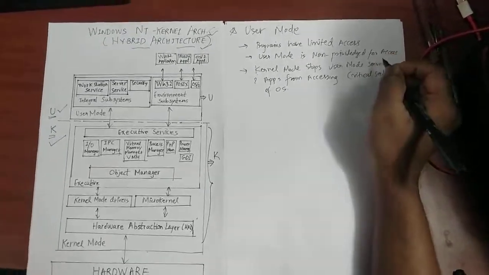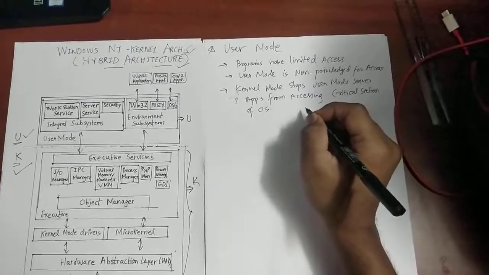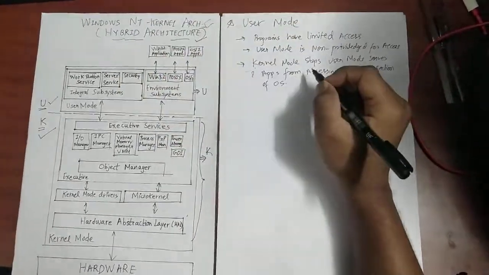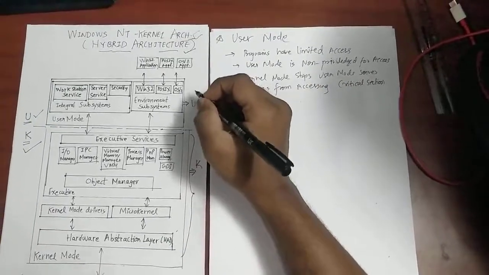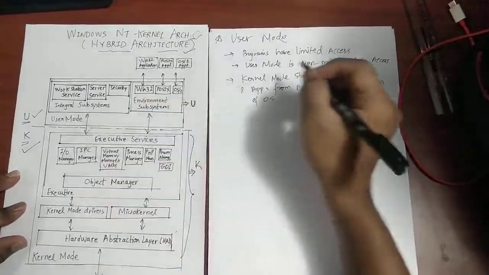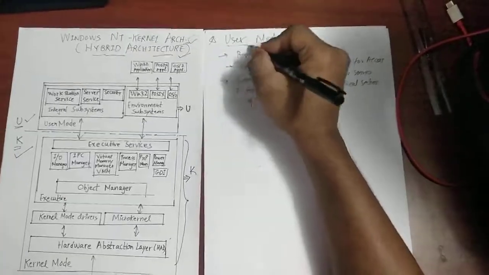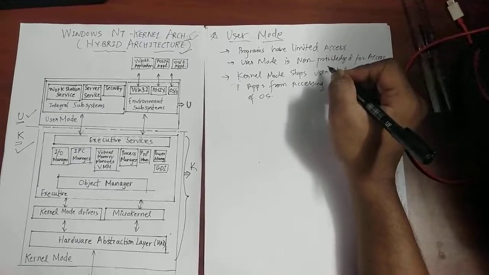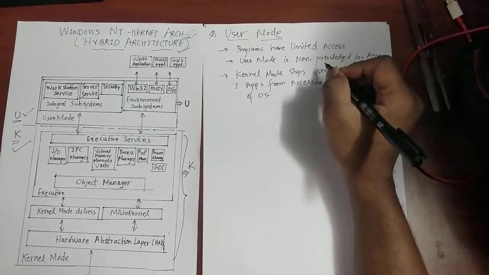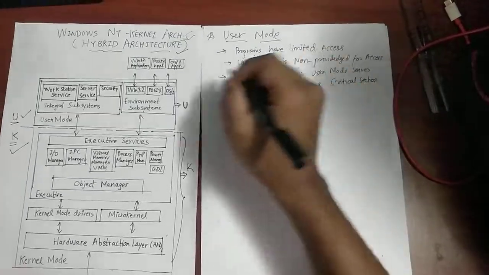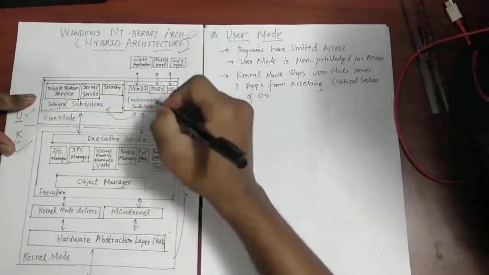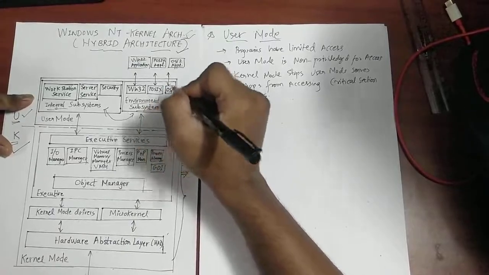Hi guys. So in the previous video we ended with explaining hybrid architecture. Now we'll start with explaining this user mode. User mode in Windows NT is made of two subsystems. One is the integral subsystem and one is the environmental subsystem.